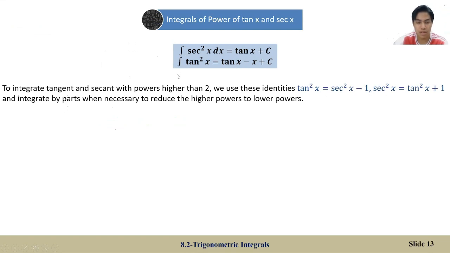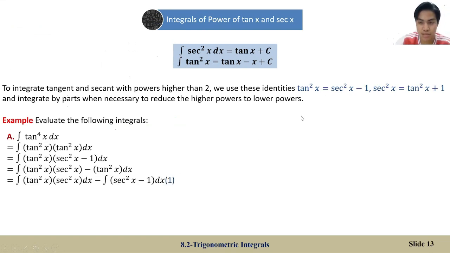We use these identities to integrate the integrals which have higher powers than 2. We also have to integrate by parts when necessary to reduce the higher powers to lower powers. To explain further, we change tangent squared x to secant squared x minus 1.